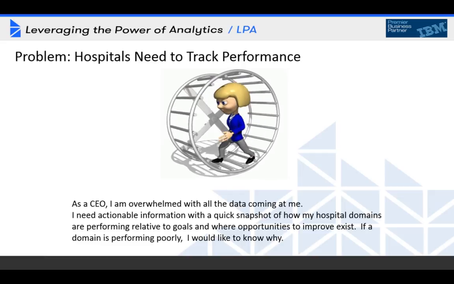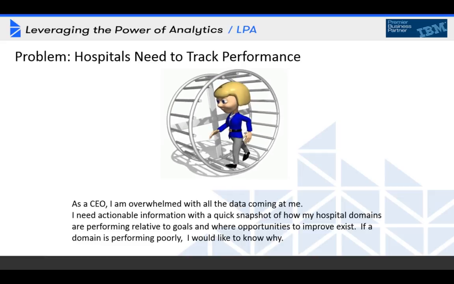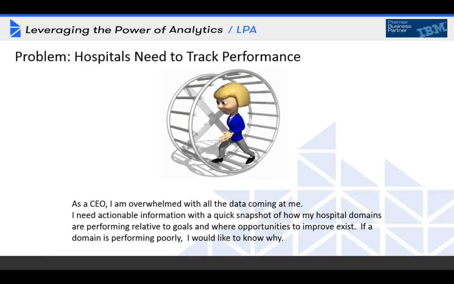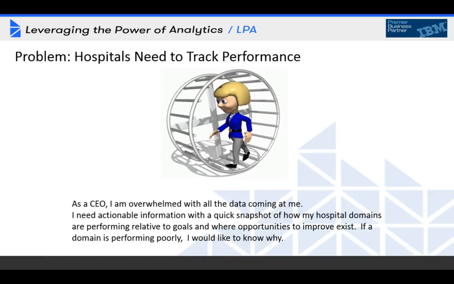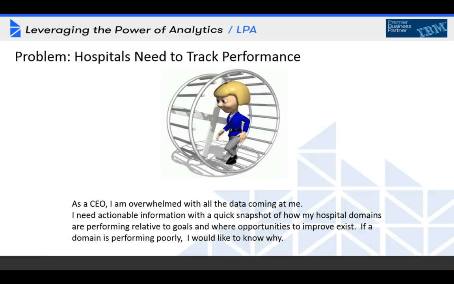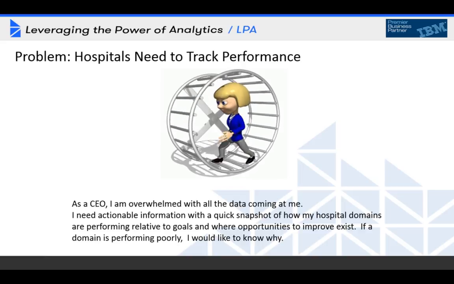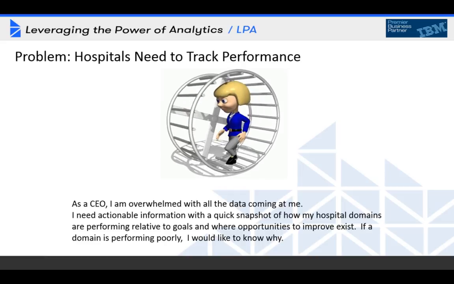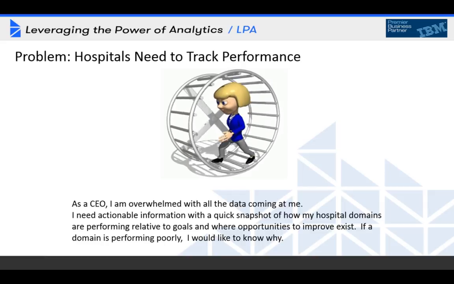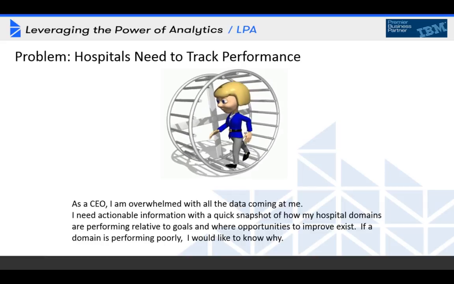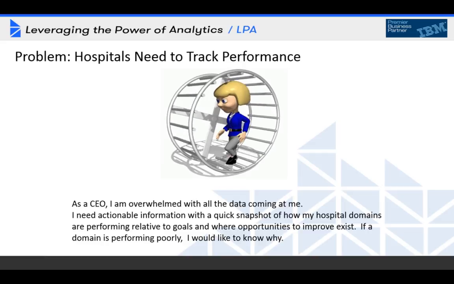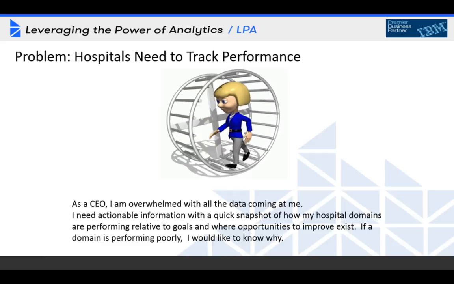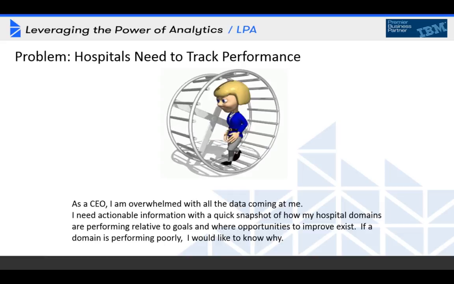So the CEO came to us and said, look, we've got all this data. We don't know what to do with it. It's in all these disparate sources. We need to basically bring it all into one location, analyze it, create these KPI calculations off of it, and distribute that to the organization. It needs to be interactive. So basically he said, I need actionable information with a quick snapshot of how my hospital domains are performing relative to those goals and where the opportunities to improve exist. So, if an organization was performing poorly, he wanted to know why and immediately.